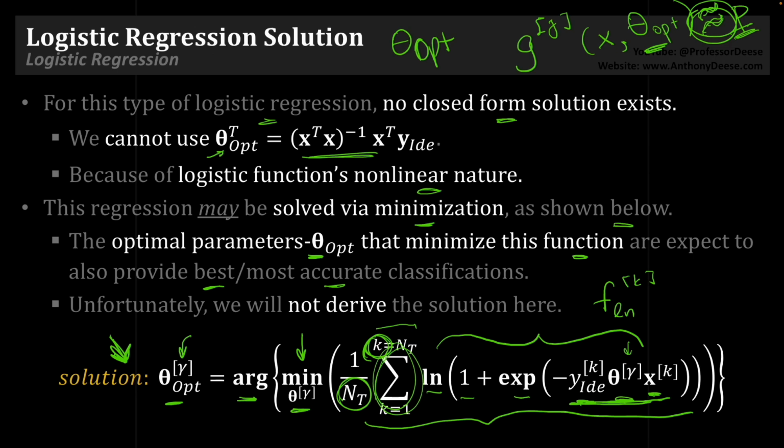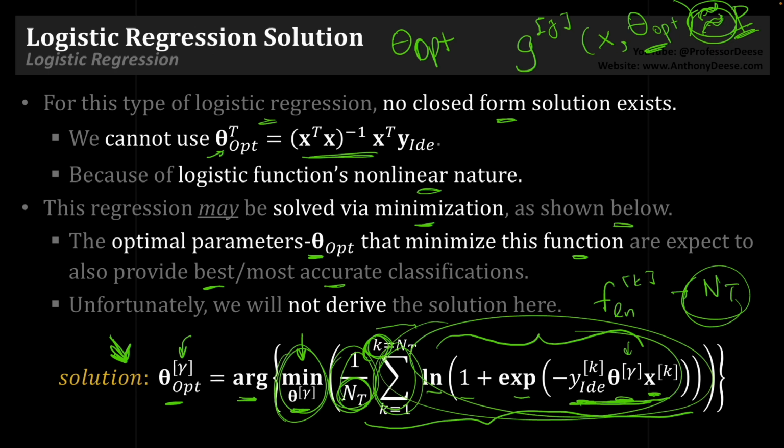So we take the product of those three. We expect to have nt elements within that sum. We average them all together, and then we try to find those values of theta, the theta parameter array, that minimizes all of this, and that would be our optimal parameter set.